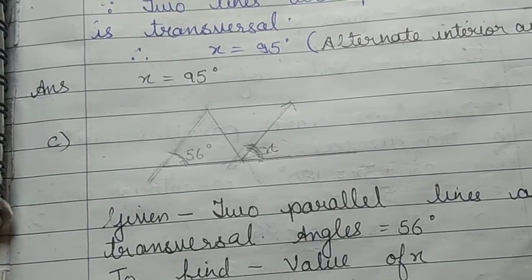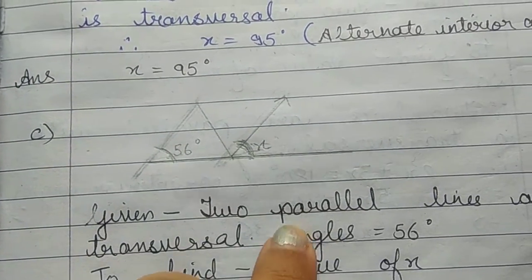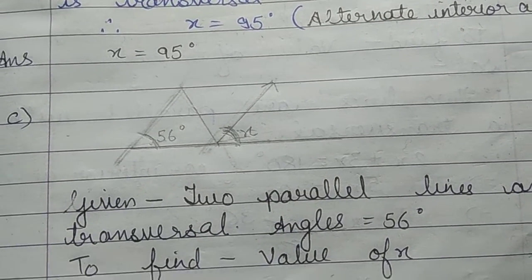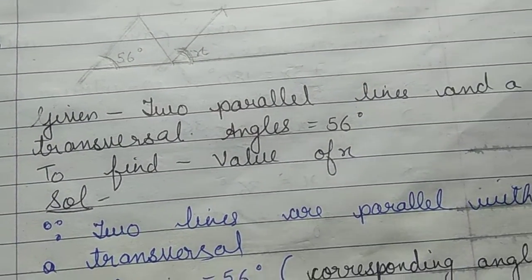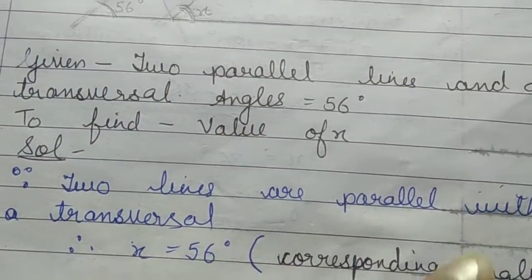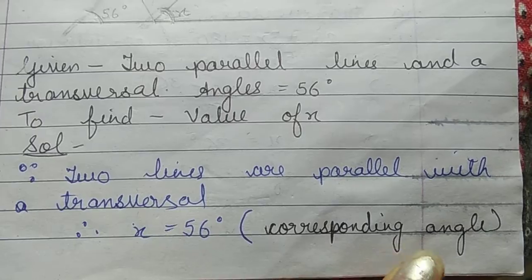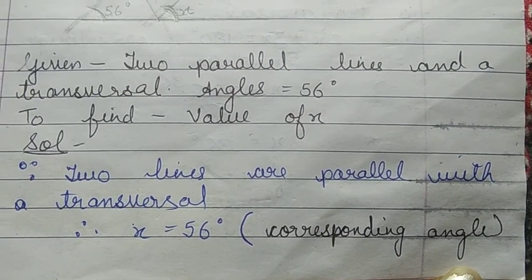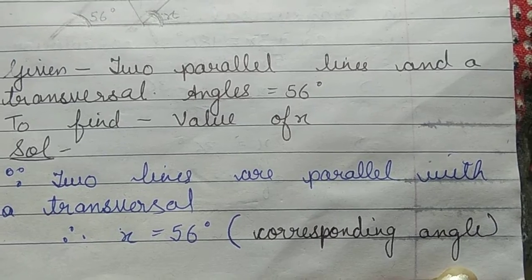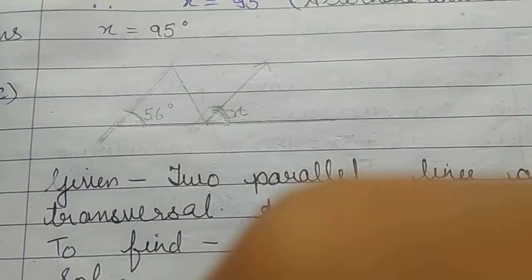Moving to the next part of this question, here again a figure is given, and here also you have to find the value of x. So what is given? Two parallel lines are given and one of the angles is 56. You have to find the value of x. So since two lines are parallel with a transversal, here x is equals to 56 by corresponding angle. Now what are corresponding angles?